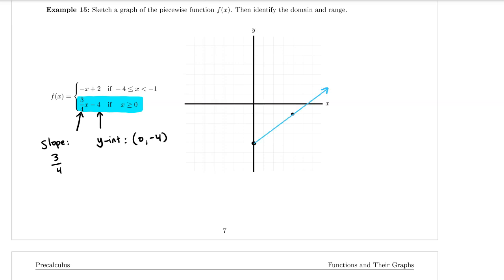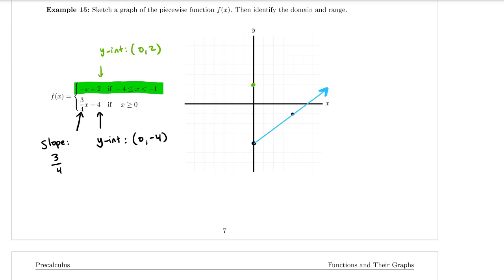All right, so I went ahead and I put a little arrow on my line indicating that it goes in that direction forever because our subdomain there is all positive numbers and 0. Let's go ahead and graph our next one. So I want to graph negative x plus 2 if x is between negative 4 and negative 1. Including negative 4, excluding negative 1. So I know that this would have a y-intercept of (0, 2). So I'm going to go ahead and plot that.